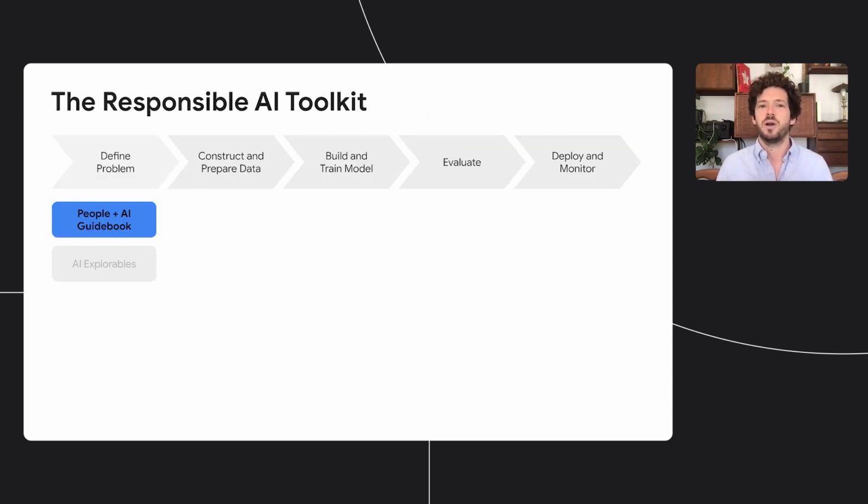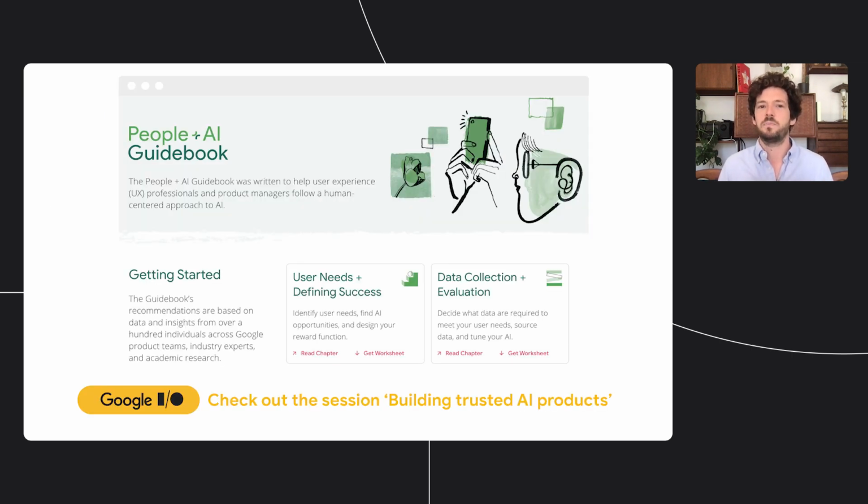So first, we need to scope our problem and define success. Here, the People plus AI guidebook can help us, but I won't expand on it right now because there's a specific I/O session dedicated to the launch of a new version of the guidebook. You should go and check it out.